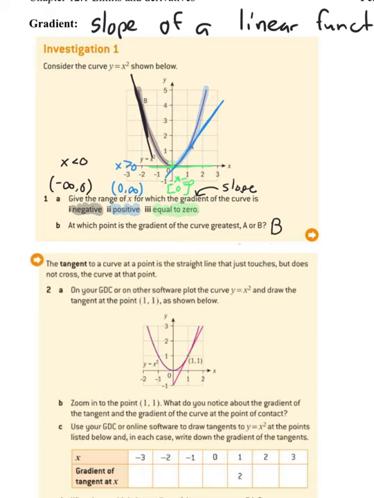Now, the next part says the tangent to a curve at a point is a straight line that just touches but does not cross the curve at that point. It is possible that it crosses the curve at another point, but not at the point of the tangent line. So what I'm going to ask you guys to do now is, on your graphing calculator or other software, plot the curve y equals x squared and draw the tangent at the point (1, 1) as shown below. There is a way to draw tangent lines on your graphing calculator. I've attached a YouTube video on the Canvas page.